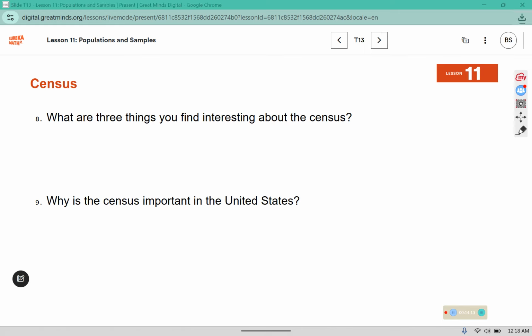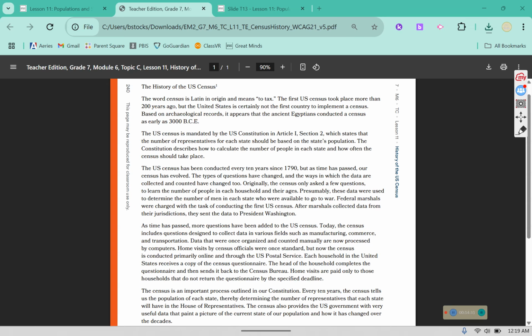For problems 8 and 9, we're going to read through some history on the census, and you'll write down 3 things that you find interesting about the census. And then in number 9, why the census is important for the United States. I'll pull up that history page now. You can pause your screen and read through the history of the U.S. Census, and when you're ready, respond to the questions in your workbook.